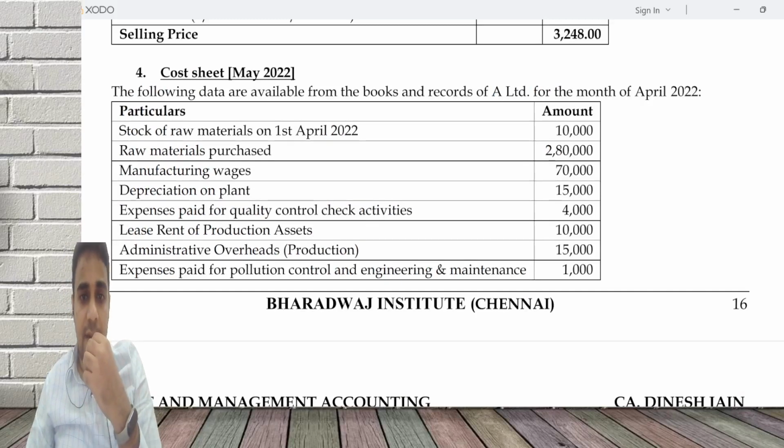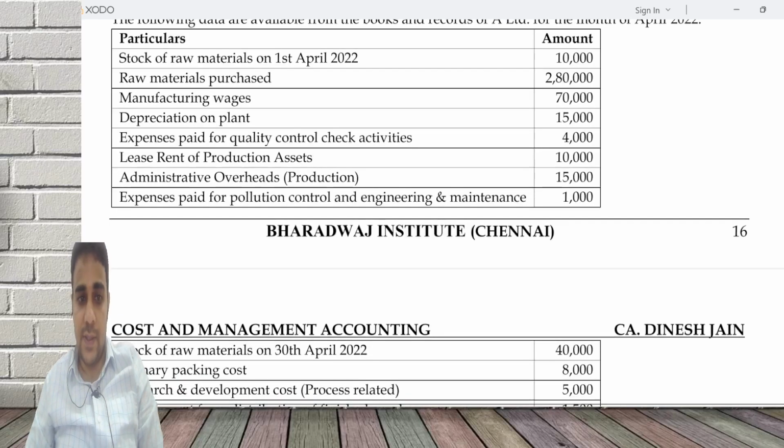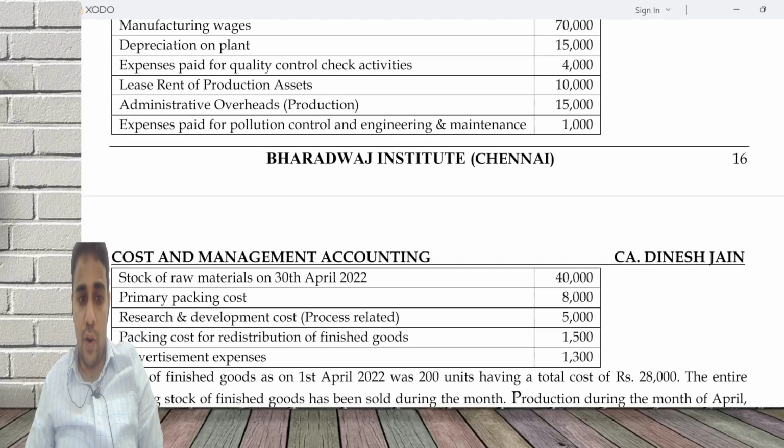Following data is available from the books and records of A Limited for the month of April 2022. Stock of raw material, purchases, manufacturing wages, depreciation of plant, expenses for quality control, lease rent of production asset, administrative overhead relating to production, expenses for pollution control, primary packing, research and development, primary packing for redistribution of finished goods, advertisement.